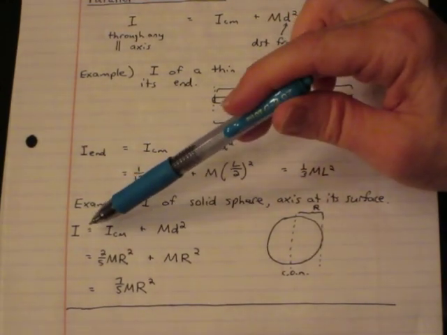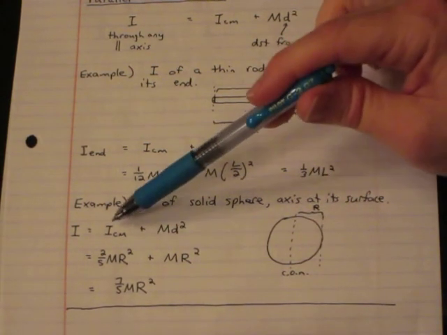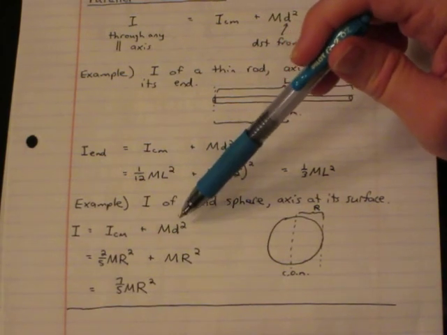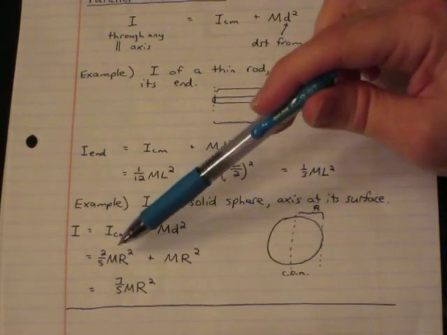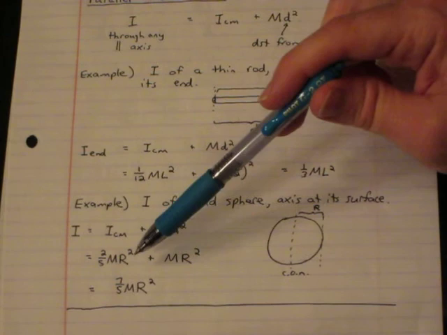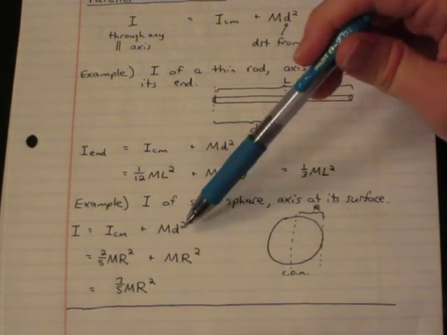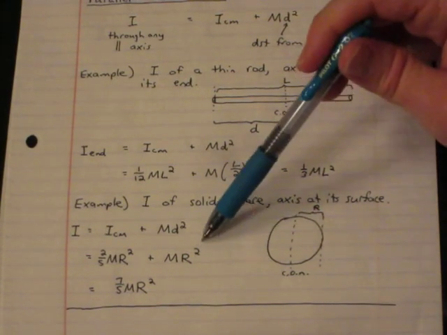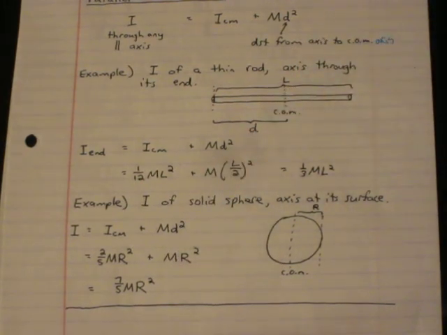So the moment of inertia, as we rotate it about that axis on the surface, is the moment of inertia with the center of mass plus md squared. Well, for a solid sphere, the moment of inertia if it's rotated through the center of mass is 2/5 mr squared. You can get that from the table we looked at before. Plus mass times, and in this case, the distance is the radius of the ball, r squared. So we have 2/5 mr squared plus mr squared, and that's 7/5 mr squared.